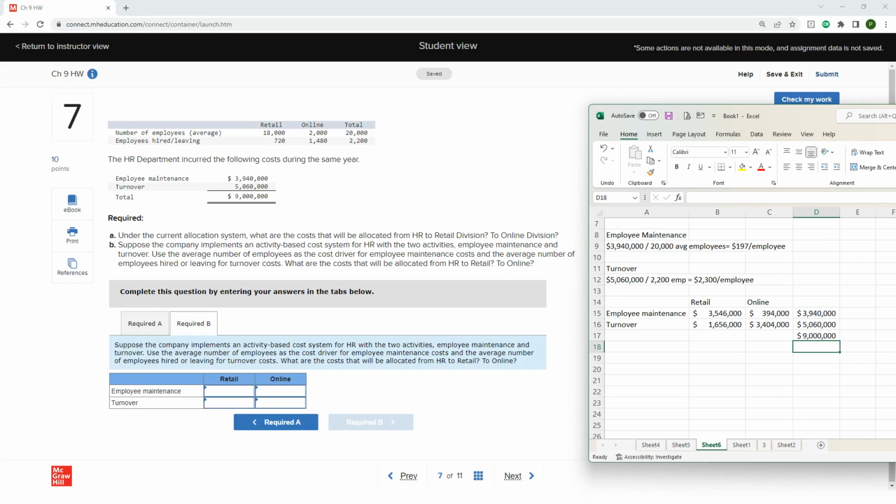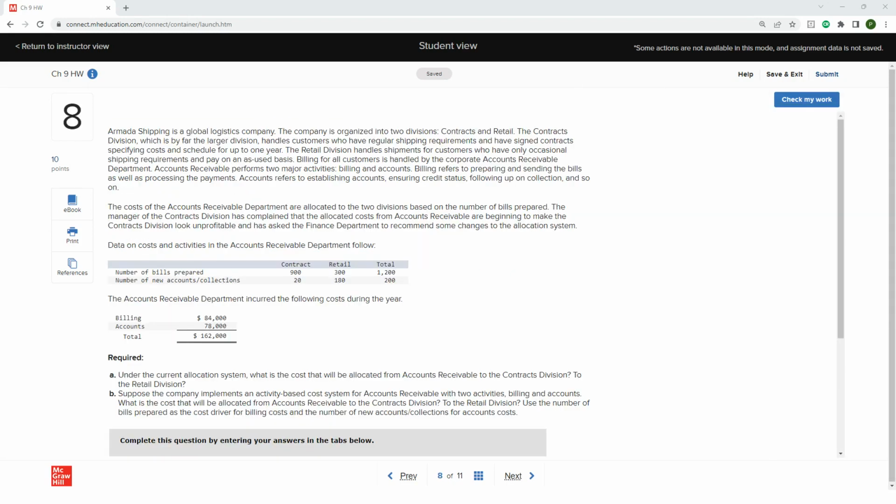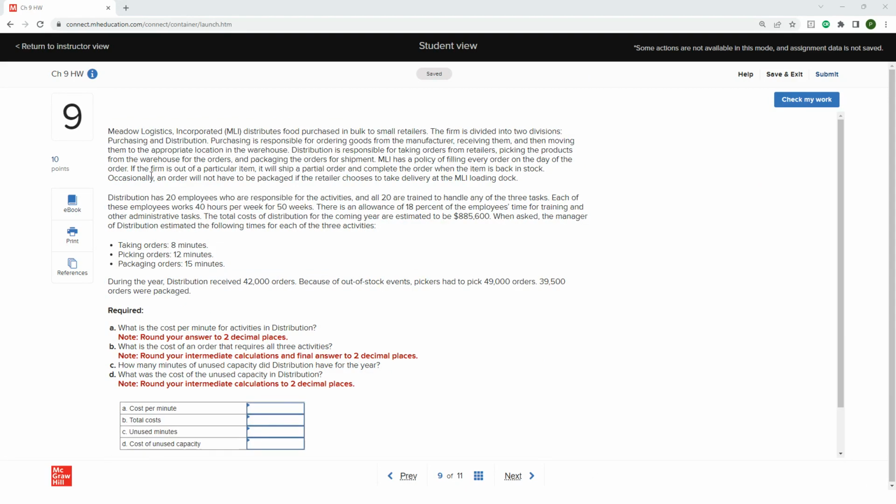Question 9, we're dealing with a food distributor. There's two different divisions, purchasing and distribution. The purchasing department orders the goods, receives them, then moves them to the appropriate location in the warehouse. The distribution department takes the orders from the retailers, picks the products from the warehouse, and packages the orders.